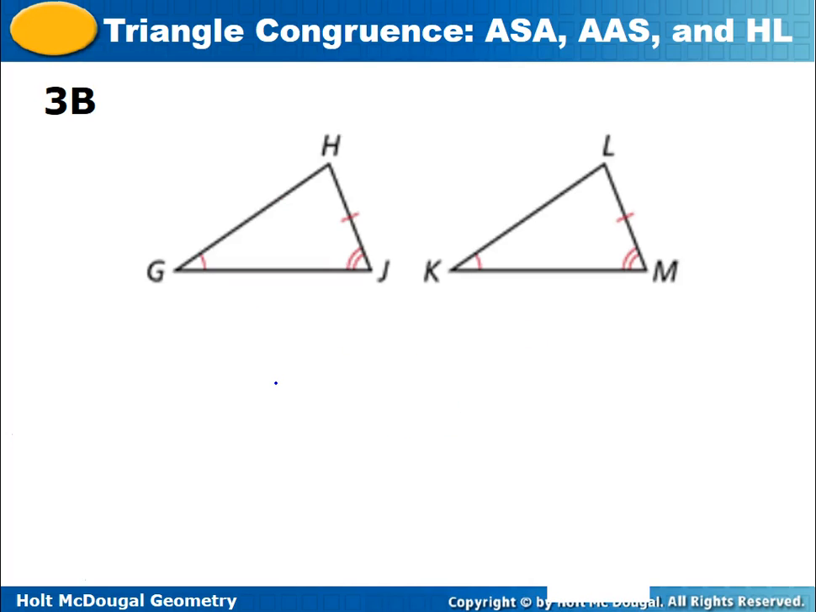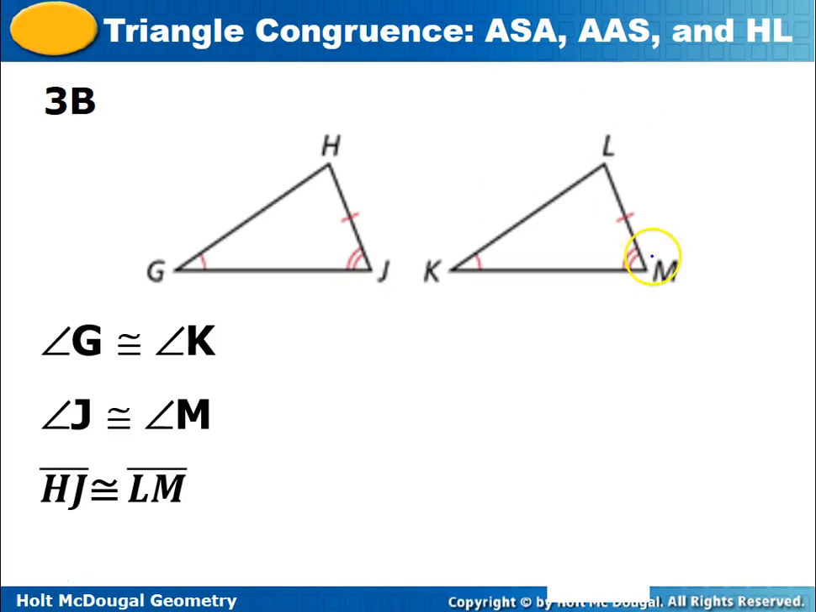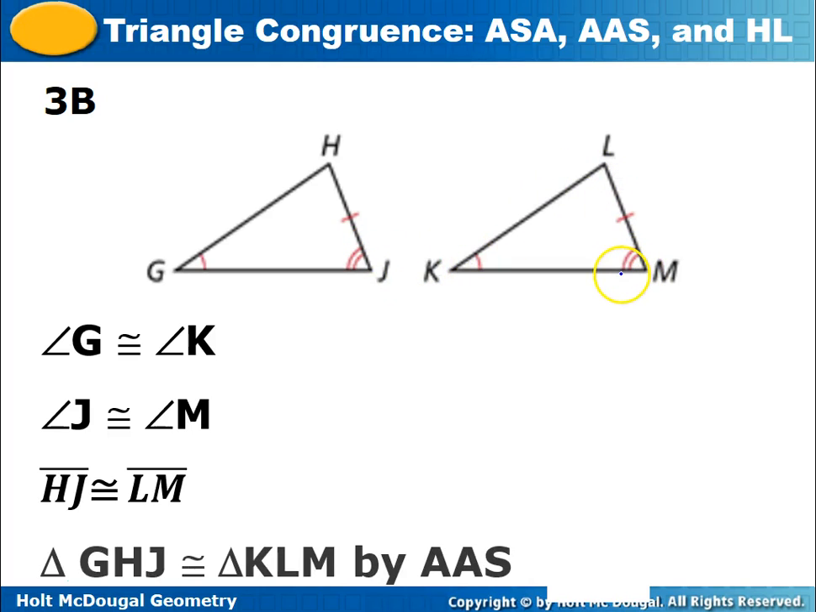Here again, we have angle G is congruent to angle K. We have that J is congruent to M because it has two arcs on it. And then we have this one tick side, HJ is congruent to LM. So once again, as we move around this triangle, we could say G, H, J, I'm going to move alphabetically, is congruent with K, L, M. I went from 1 to nothing to 2, so I'm going to go from 1 to nothing to 2. And these are congruent again by angle, angle, side, because this was an angle, this was an angle, and this was a side.